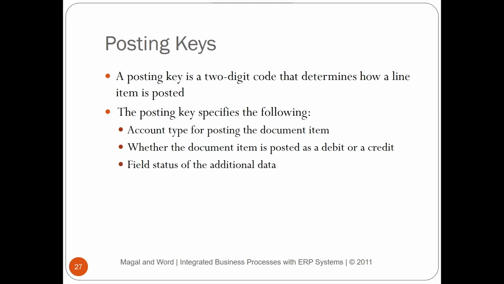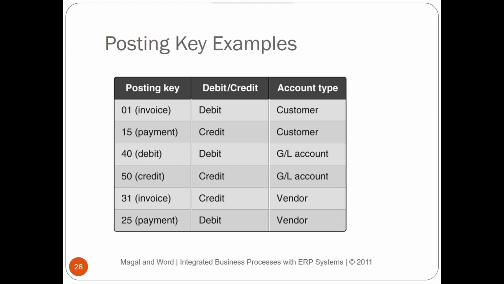A posting key is a two-digit key that determines how a line item is posted. The posting key specifies the following: the account type for posting the document item, and whether the document item is posted as a debit or credit. A few also have status of additional data. These are samples of posting keys, over here we can see.